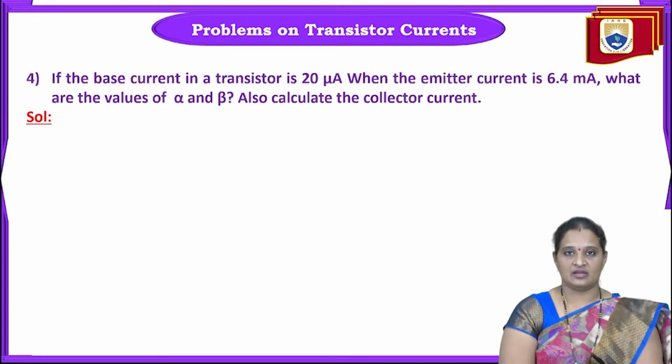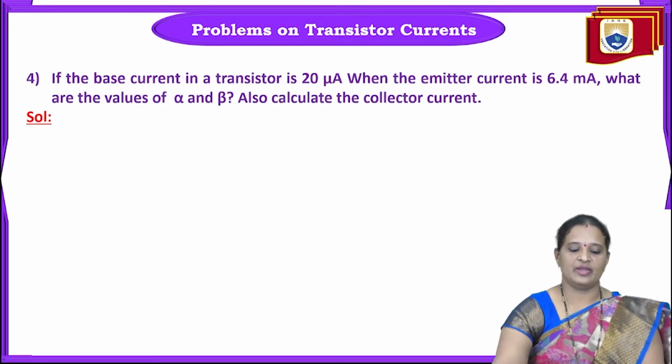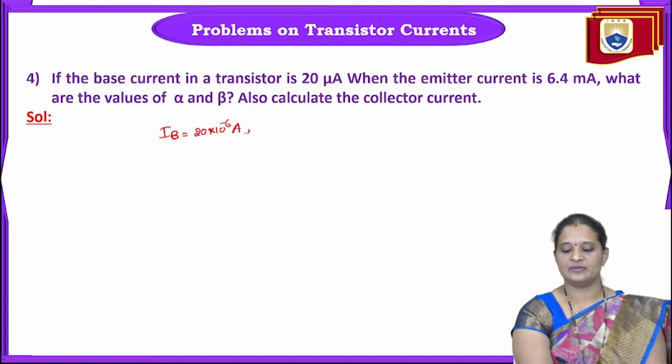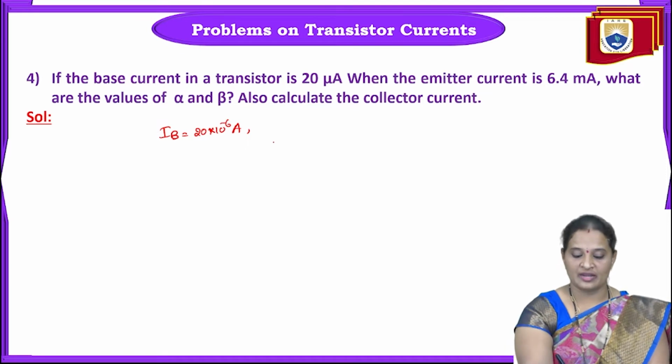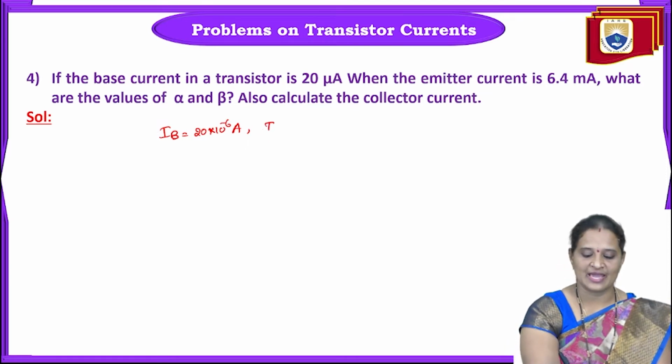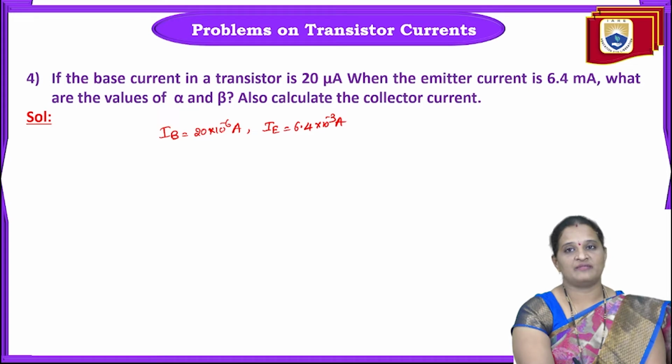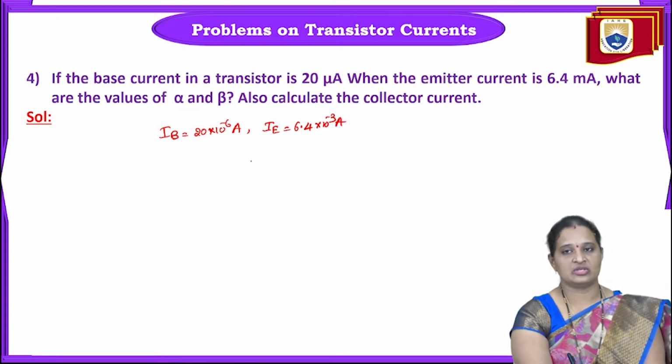Let us take the fourth problem. The base current of the transistor is given as 20 microamperes, that is 20 into 10 to the power of minus 6 amperes, and the emitter current is also given, whose value is 6.4 into 10 to the power of minus 3 amperes. What are the values of alpha and beta? Also calculate the collector current.